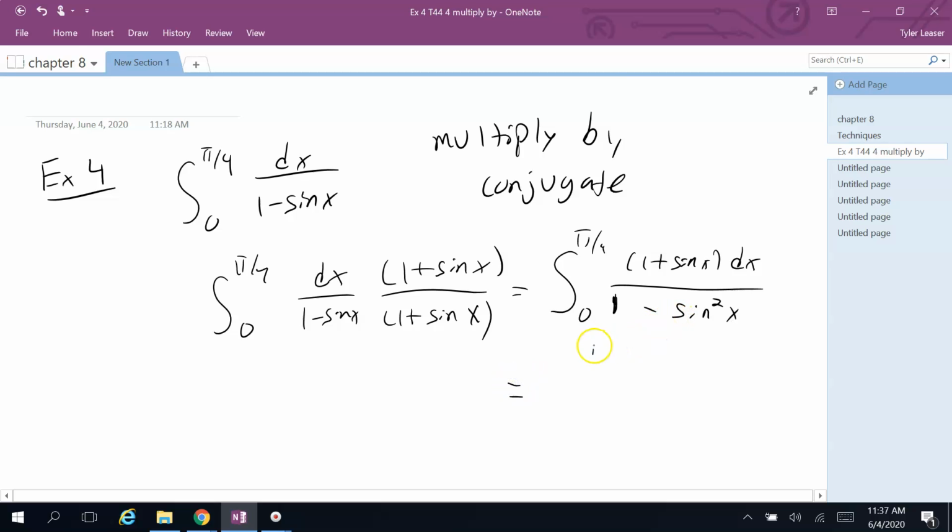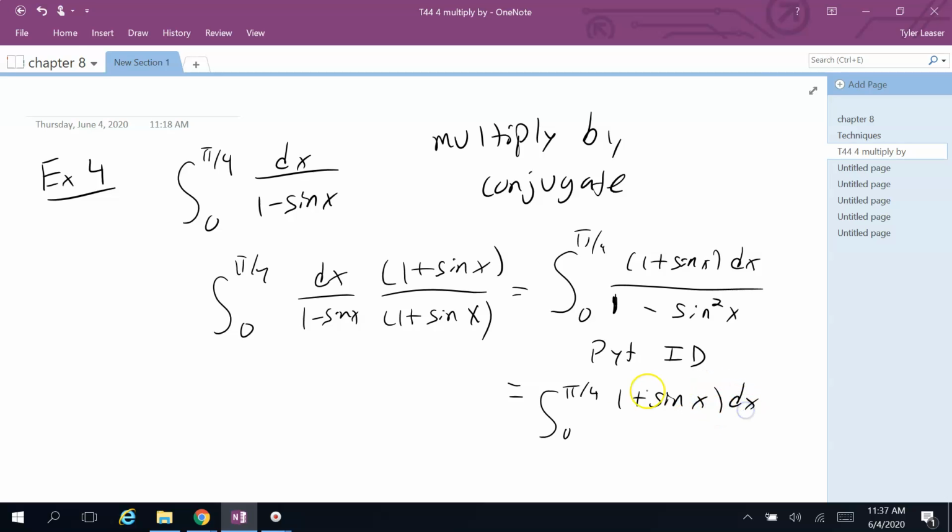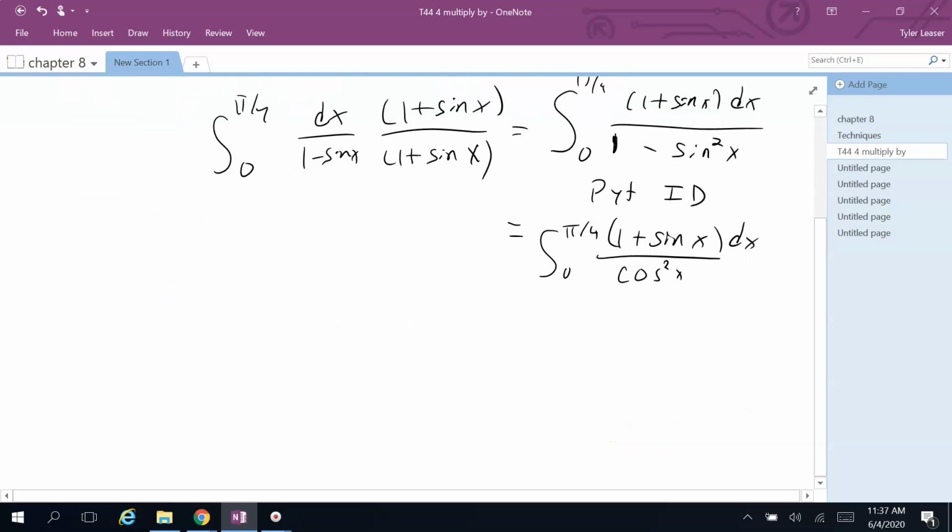Now we're going to use the Pythagorean identity. The Pythagorean identity is cosine squared plus sine squared is equal to 1. But if I subtract the sine squared over to the other side, I get cosine squared is equal to this 1 minus sine squared. So when I do that substitution of that Pythagorean identity, I still have the 1 plus sine x there on top dx. But in my denominator, 1 minus sine squared, I'm going to replace with cosine squared. Okay, still looks kind of awful, I know.